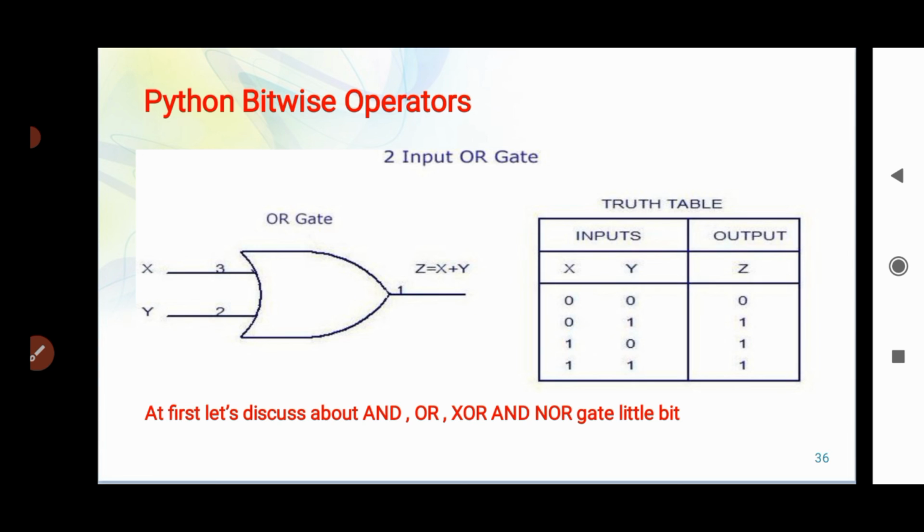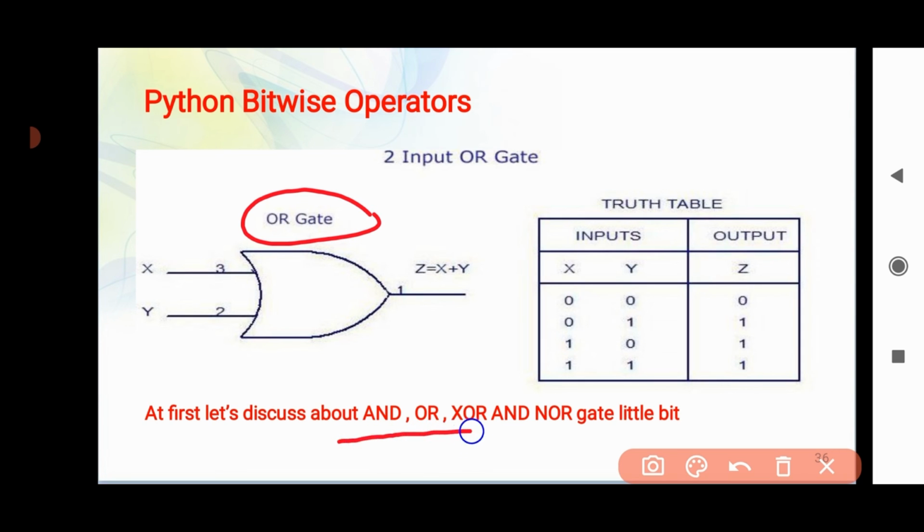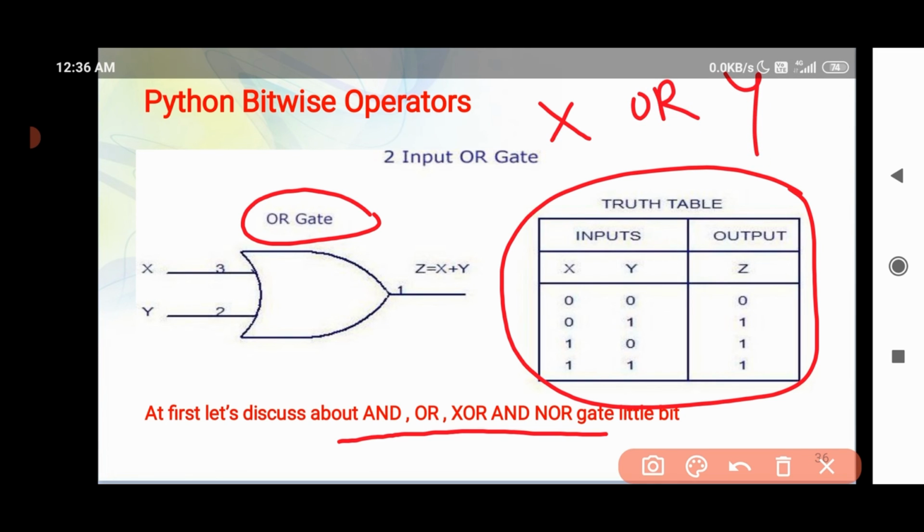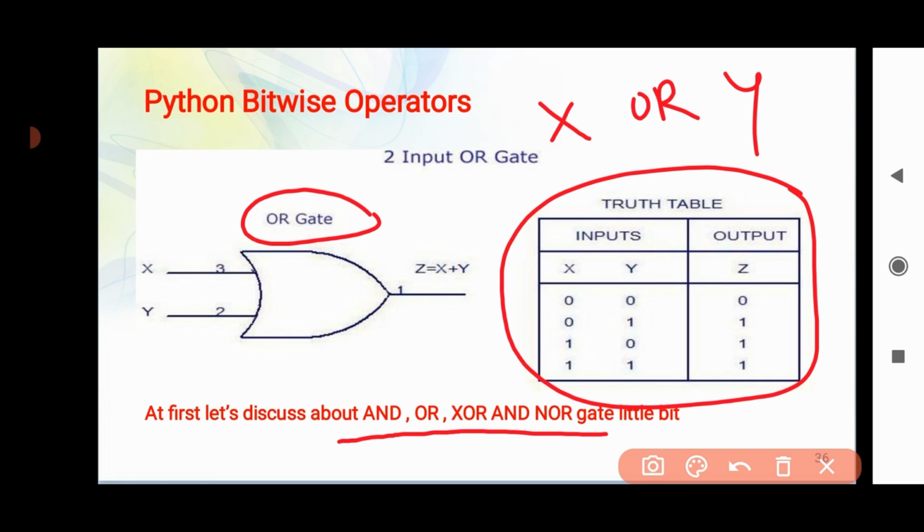Let us move ahead to the Python bitwise operators. For bitwise operators, let us start with the OR gate. I hope you have already seen these kinds of operations like AND, OR, XOR and NOR in digital circuits, isn't it? So this is the truth table of the OR operation. That means if you have to perform an OR operation on two different variables like X OR Y, the result should be given according to this truth table.